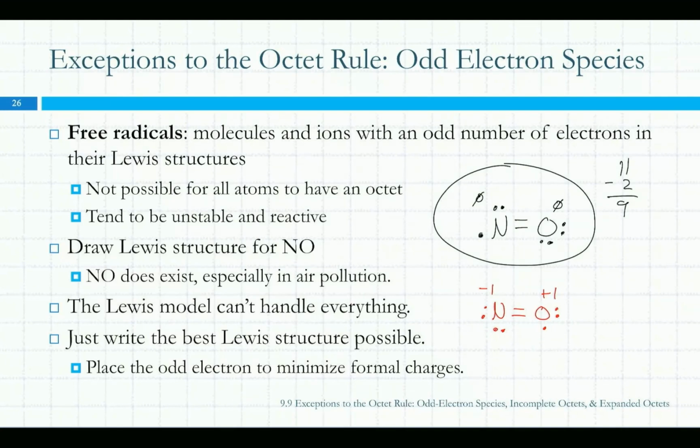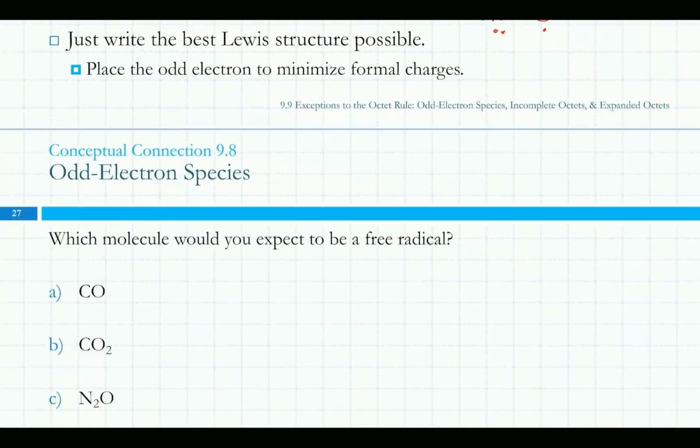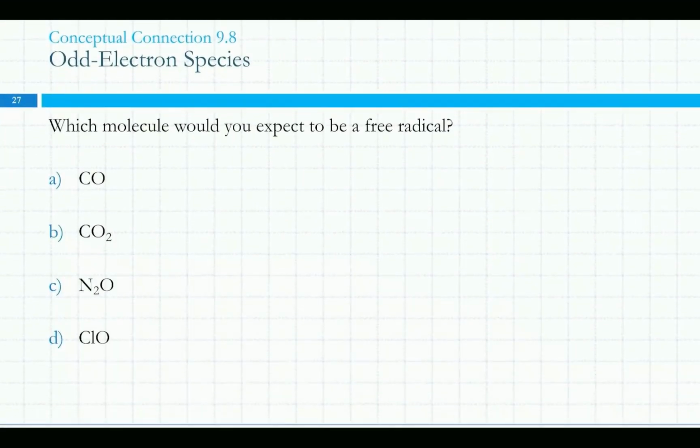So there's certain elements that we can expect this to possibly happen with. So actually, which of these would you expect to have a free radical? Why D? Why does it have an odd number of valence electrons? Yeah, chlorine has 7. No, yes, you said 7.